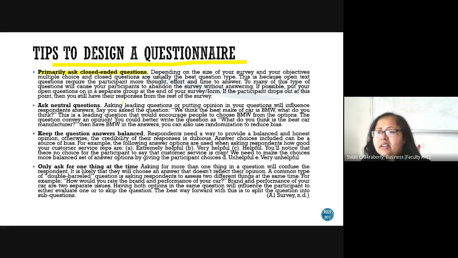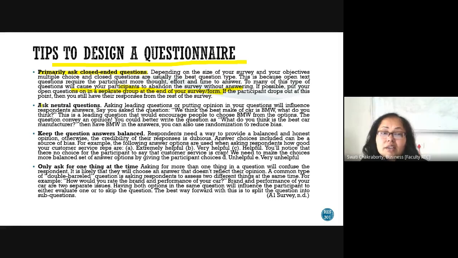Depending on the size of your survey and your objectives, multiple choice and closed-ended questions are the best. Why? Because open-ended questions require more time for the participant to think. To this extent, what happens? They will cause your participants to abandon the survey without answering, right? So if possible, put your open-ended questions in a separate group at the end of your survey. First start with closed-ended and leave open-ended towards the end, right?